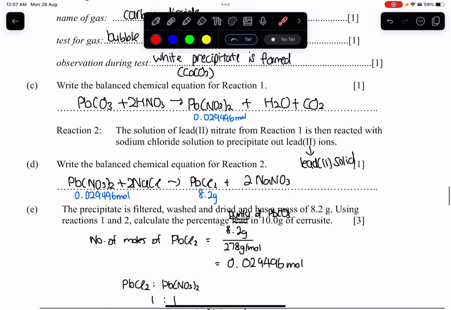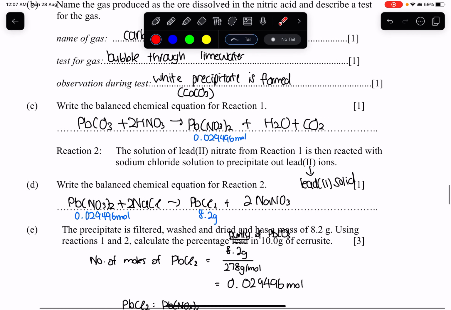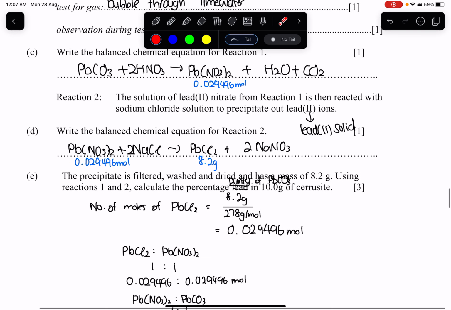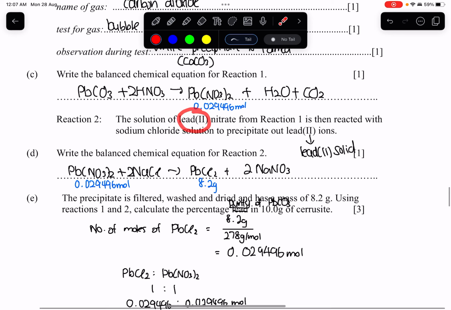Part C, write a balanced equation for reaction 1, not too much of an issue. I think some of you just forgot to balance the nitric acid. For part D, write a balanced chemical equation for reaction 2. Some of you got it wrong because for your lead 2 chloride, you did not write PbCl2, you wrote PbCl. Remember, it is a lead 2 compound, so stick to lead 2 and you will get lead 2 chloride. Some of you actually wrote an ionic equation where you split the PbCl2 into ions. Remember it's a solid, so it cannot split into ions.